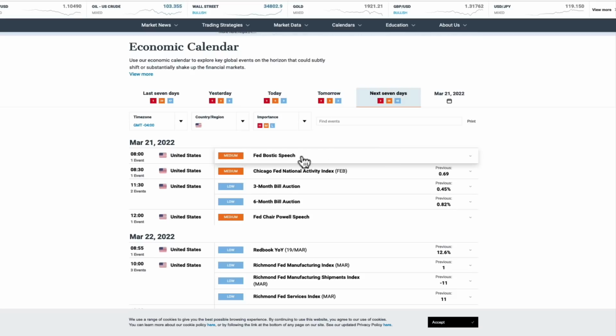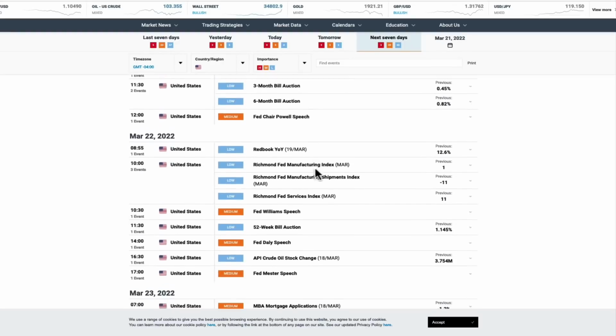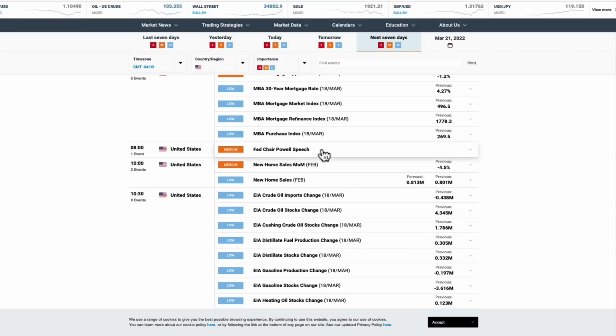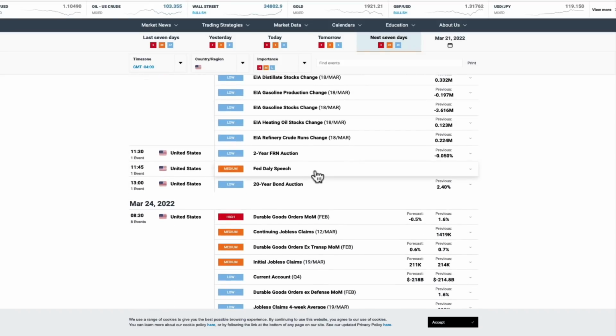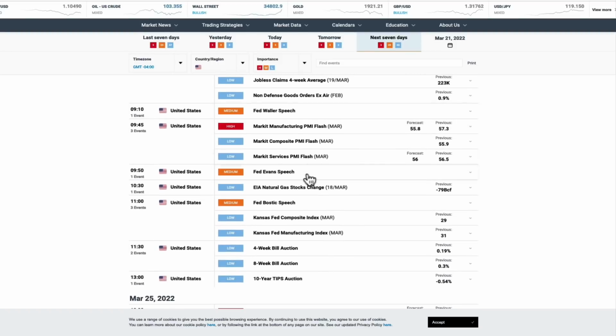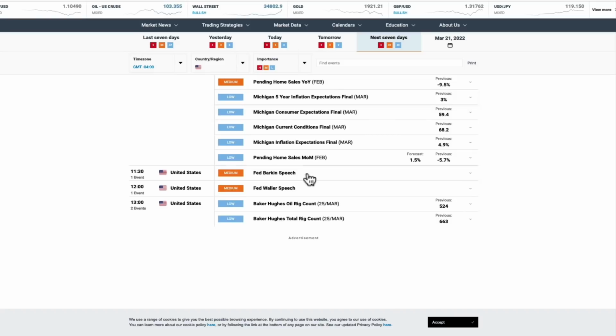You got the Fed Bostic speech. You got Fed Chair Powell's speech. Next day you have Williams, you have Daly, and you have Mester. Let's just keep going. There's Chair Powell again. We'll keep going. There is Daly again. And we'll keep going. There is Waller. There is Evans. And there is Bostic. Keep going. There is Williams again. There's Barkin and Waller. I don't think I've seen a busier Fed speaking week than this. It is full of Fed speak.